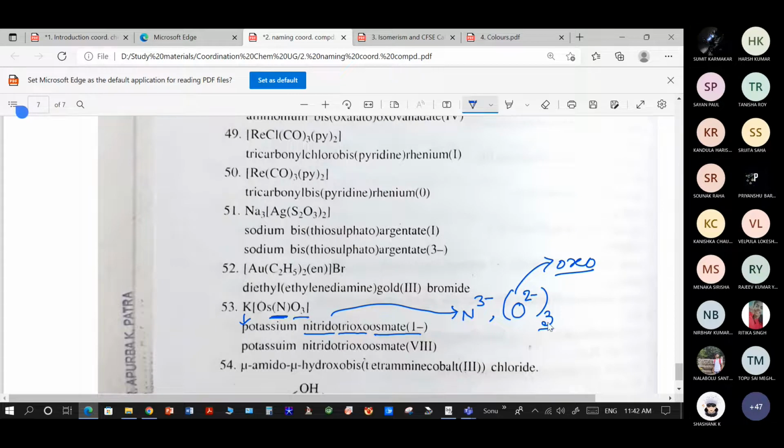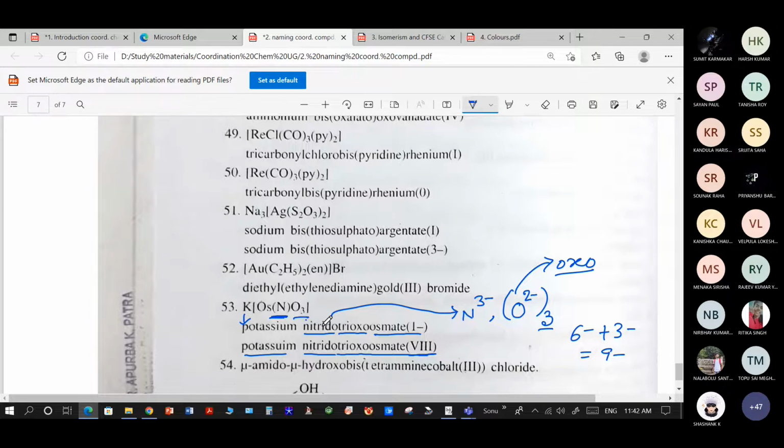Oxygen 3, so 6 minus, then plus 3 minus, so total will be 9 minus. 1 potassium is there, so definitely your osmium will be in the plus 8 oxidation state. So this is the 8 oxidation state. You can write down potassium nitrido trioxo osmate in the 8 oxidation state. Okay.